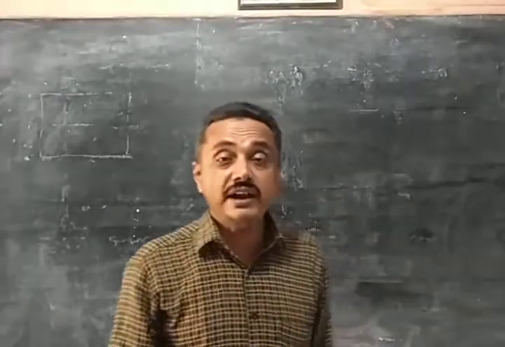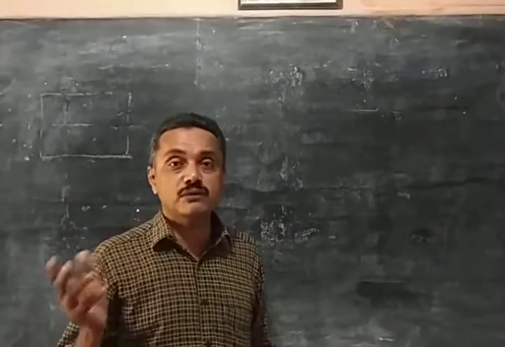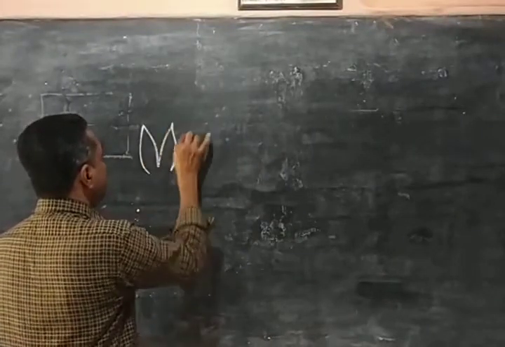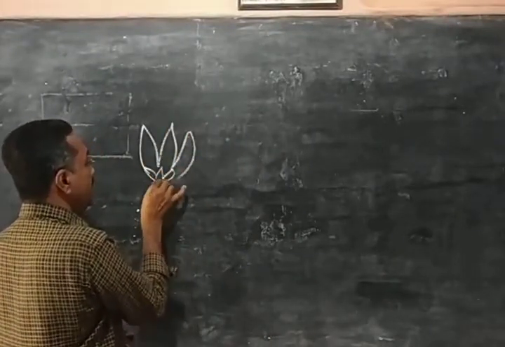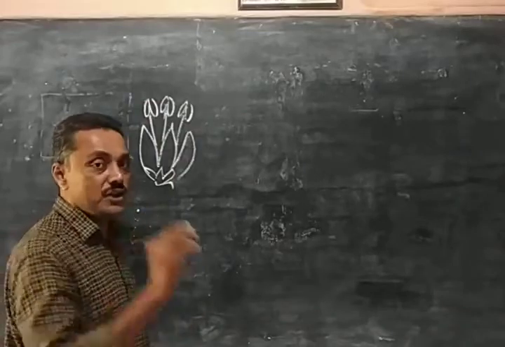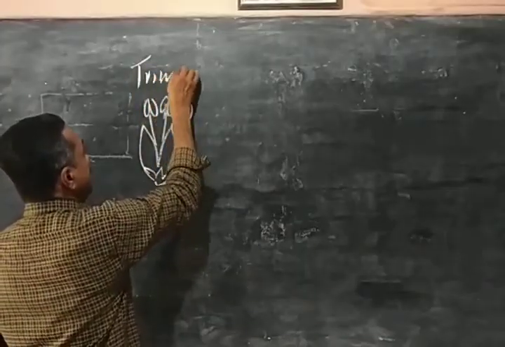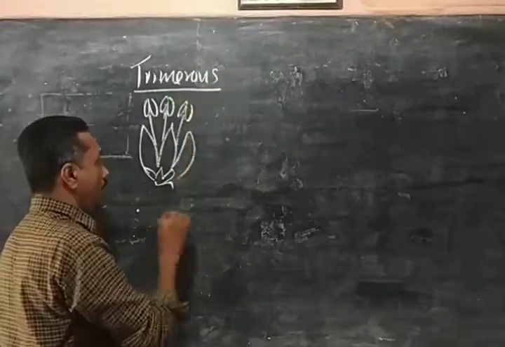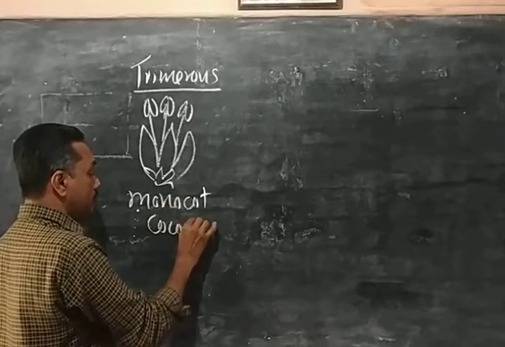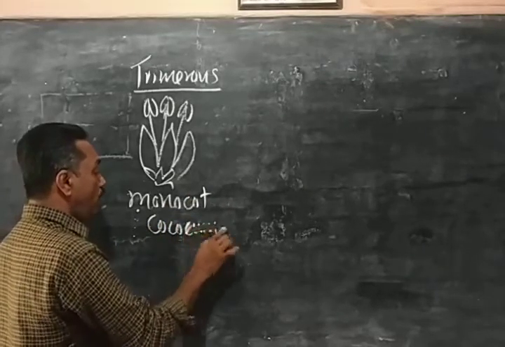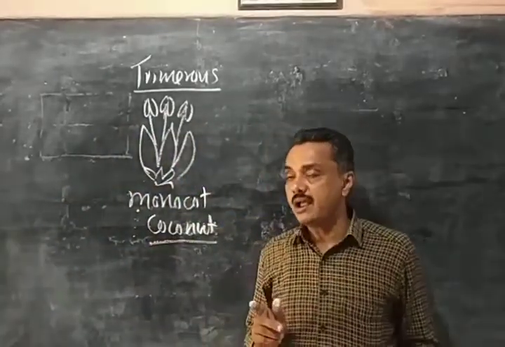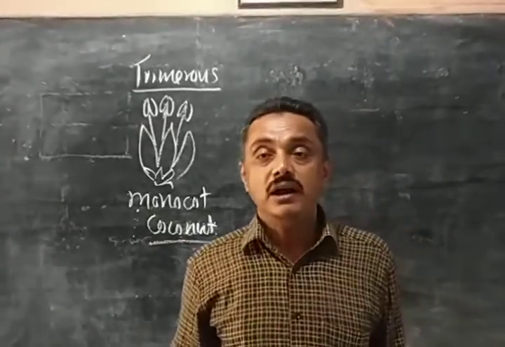Some of the flowers contain parts in 3 or multiples of 3. See, petals are 3 in number: 3 petals, 3 sepals, 3 stamens. Such flowers are called trimerous flowers. Coconut is an example. Monocots are examples. A typical example is coconut. You see the flower of coconut has 3 or multiples of 3 parts, as in monocots. Such flowers are called trimerous flowers.